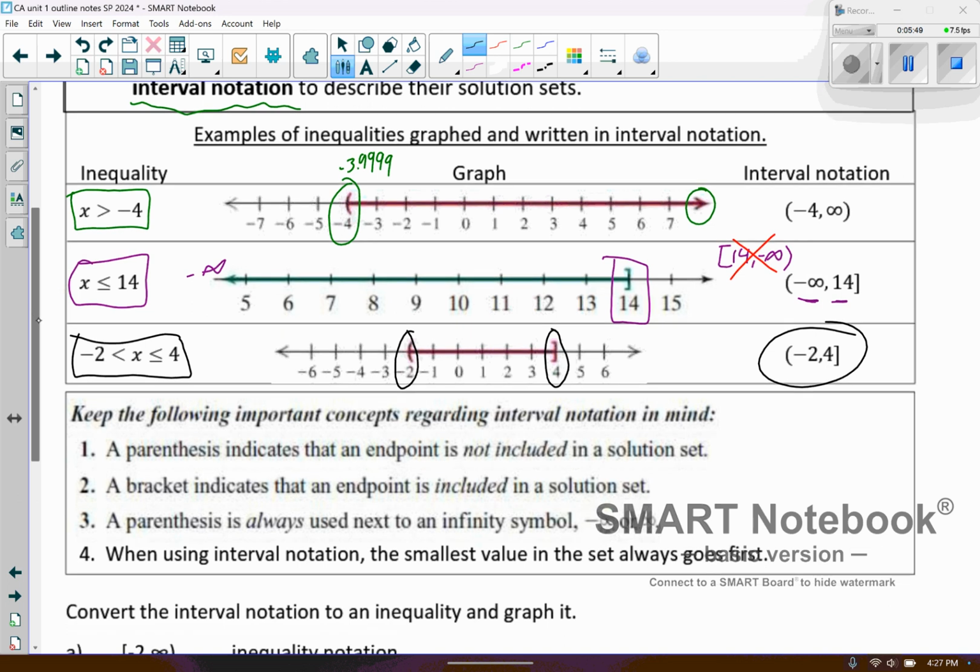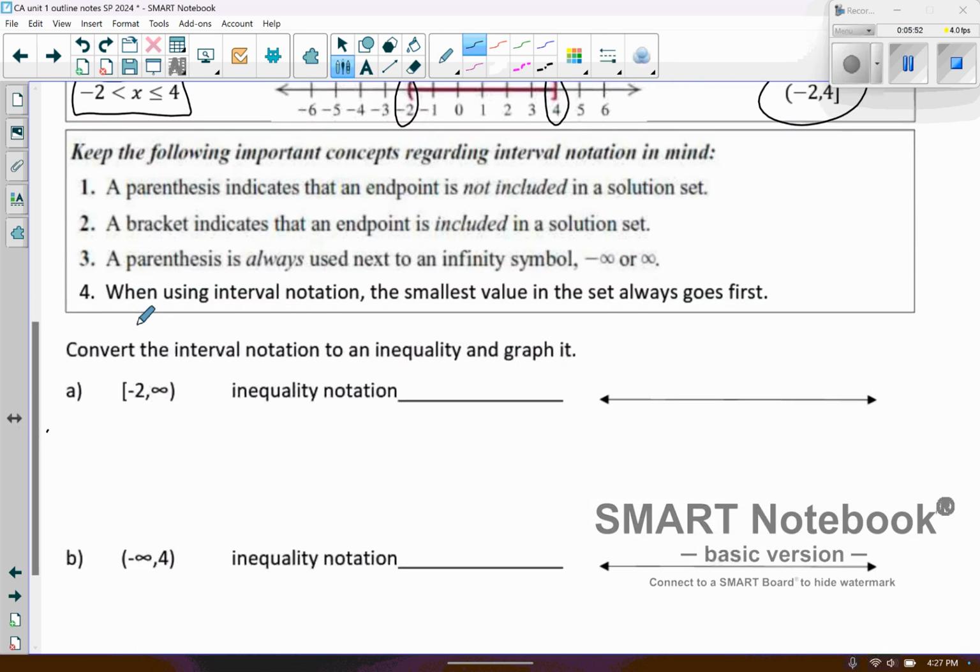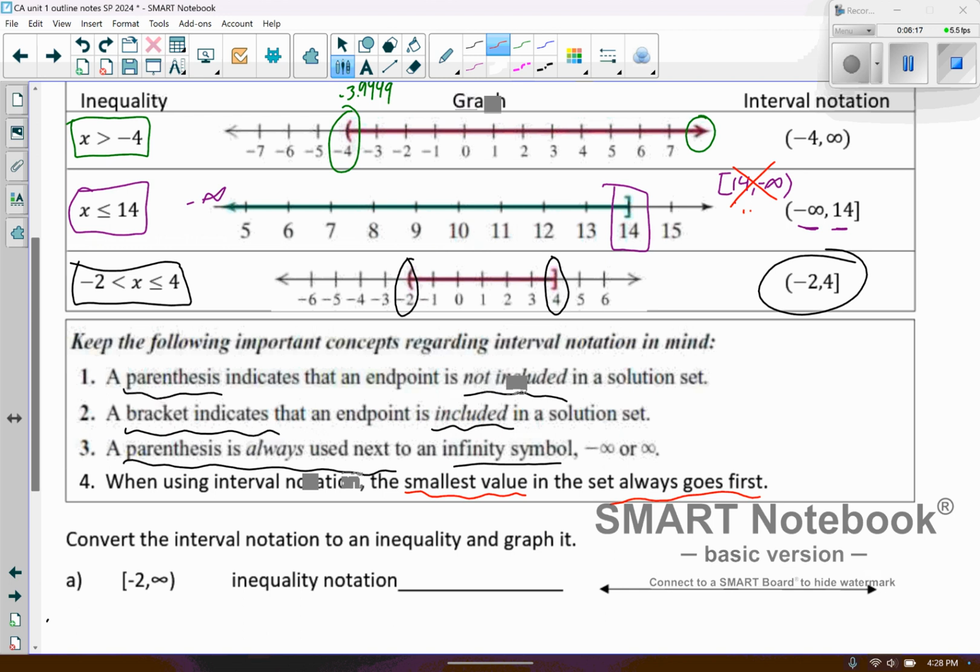Okay, so just a couple things to keep in mind. I've probably already highlighted most of these, but keep these things in mind. Parentheses indicate that the endpoint is not included. The bracket indicates that the endpoint is included. Parentheses is always used next to the infinity symbols. And then when using interval notation, this is an important thing. The smallest value in the set always goes first. Like I said, that's a common mistake we'll see that I highlighted right here. So just be careful about that. So negative infinity will always be on the left. Positive infinity will always be on the right.